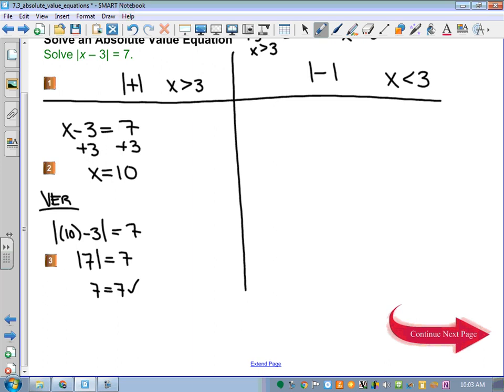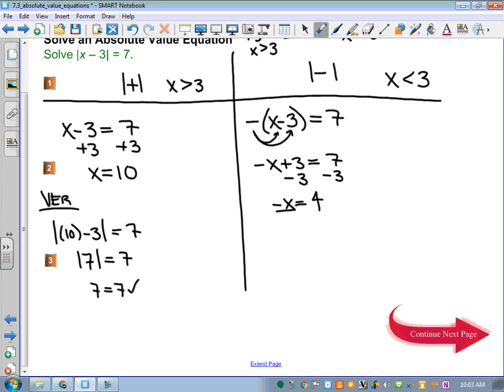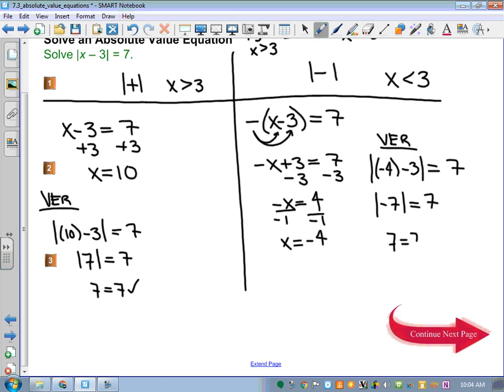If it's the absolute value of a negative, then the expression inside the absolute value gets multiplied by a negative 1. We have to distribute that negative on. I get negative x plus 3 is equal to 7. I'm going to subtract that 3. Negative x is therefore equal to 4. When I divide by negative 1, I get that x is equal to negative 4. And again, to verify this answer, I plug it back into the original. And so what that's going to give me is the absolute value of negative 4 minus 3 is equal to 7. The absolute value of negative 7 is equal to 7. And that does indeed give me 7 is equal to 7.